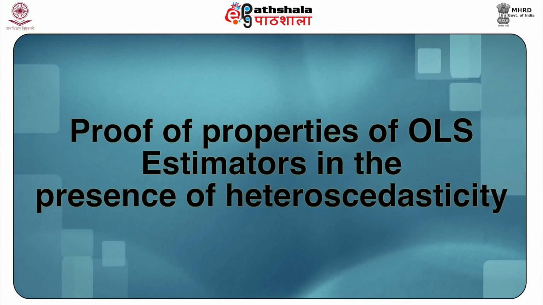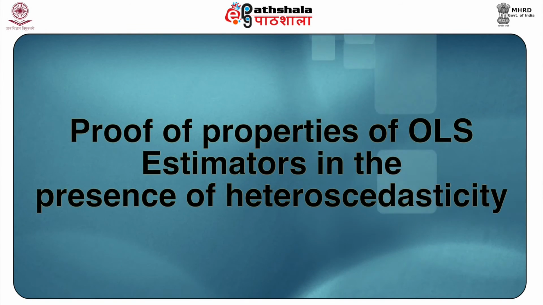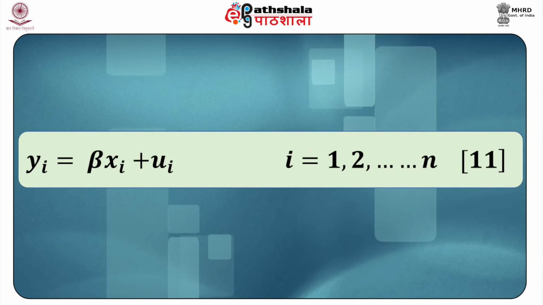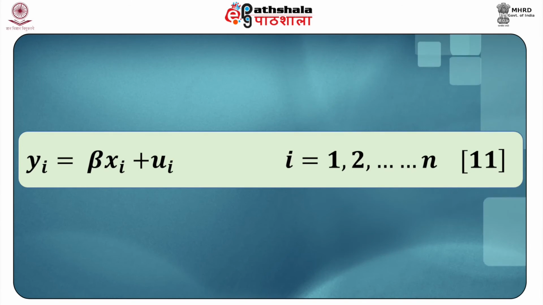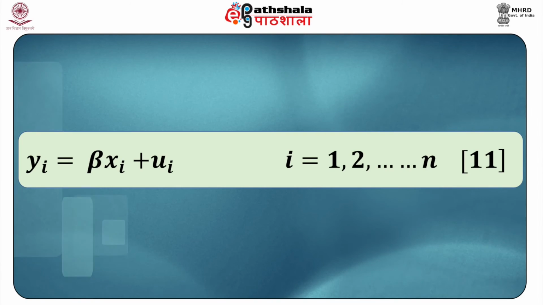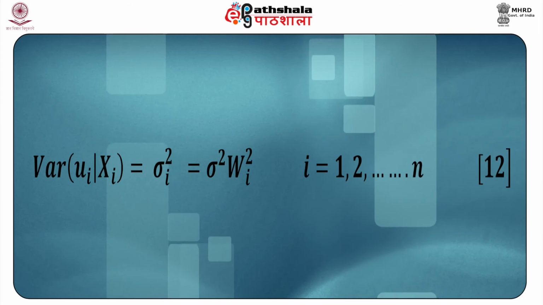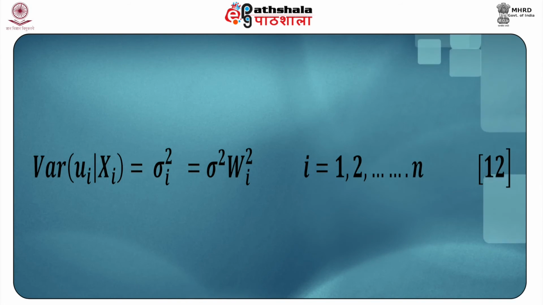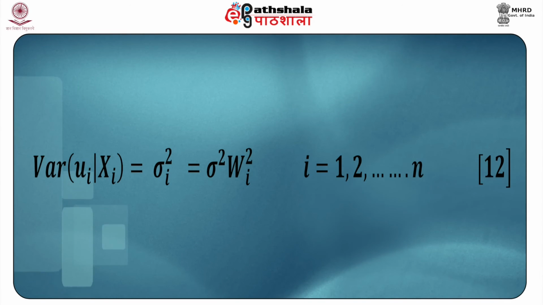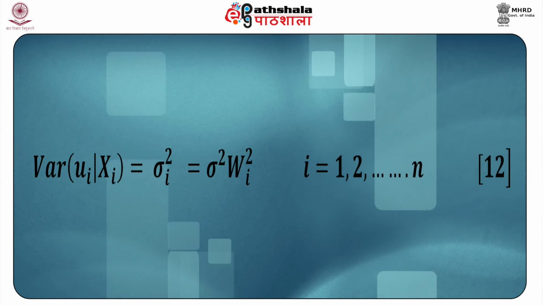The proof of properties of OLS estimators in the presence of heteroscedasticity. In this section, we will prove some of the properties of OLS estimators discussed in the previous section. The proof of others is beyond the scope of this module. Now consider the following simple heteroscedastic regression model where yi is equal to beta xi plus mu i, where i takes the value from 1 to n. Now variance of mu i given xi is equal to sigma i square, which is equal to sigma square into wi square, and i takes the values from 1 to n.